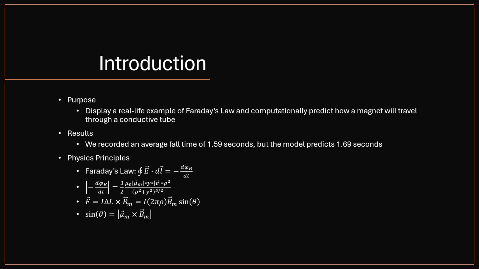For the physics principles used, there's Faraday's law, which is shown as the integral of the electric field dl, which is equivalent to the negative change in magnetic flux with respect to time. And similarly, the magnitude of the change in magnetic flux with respect to time is shown here with this complicated formula. And then we have that the magnetic force is equal to IdL across the magnetic field, and that is also equivalent to the other formula shown here. And finally, the sine of theta is equal to mu sub m cross b sub m.